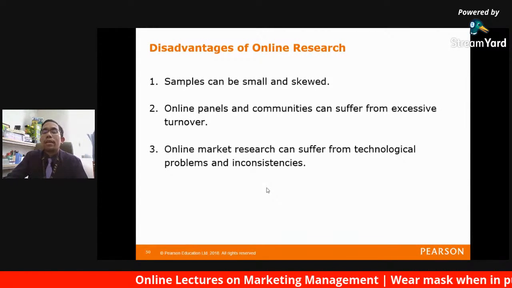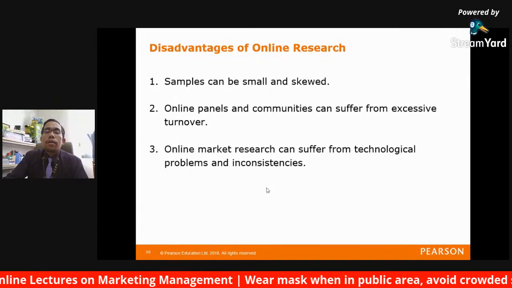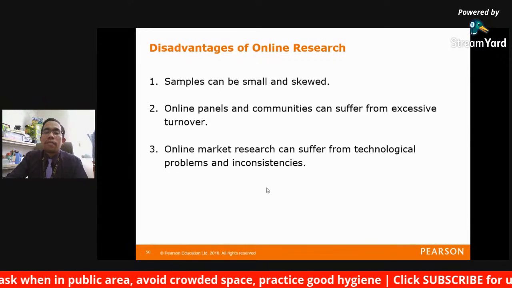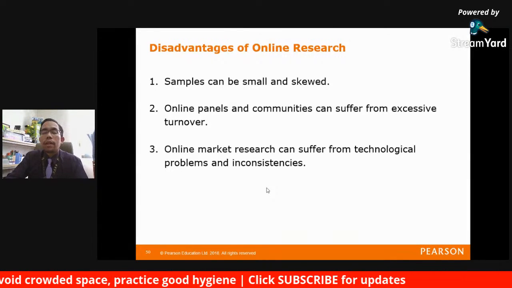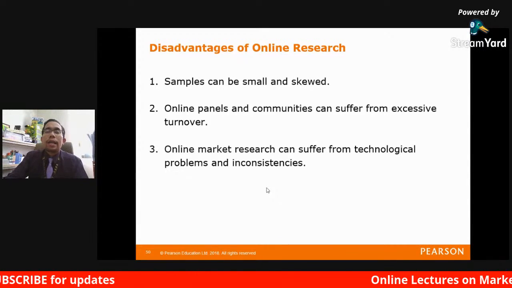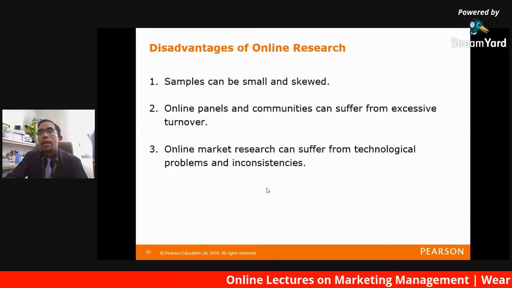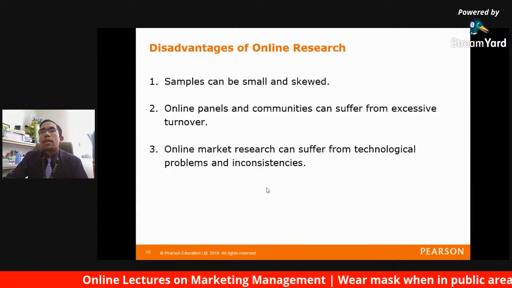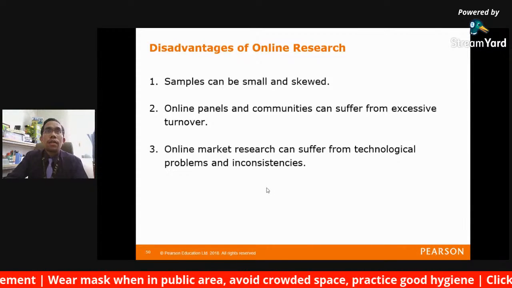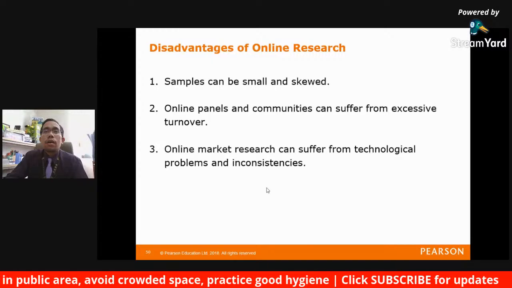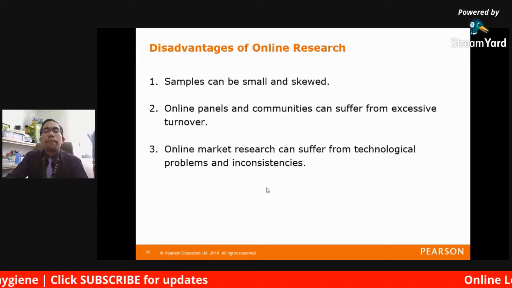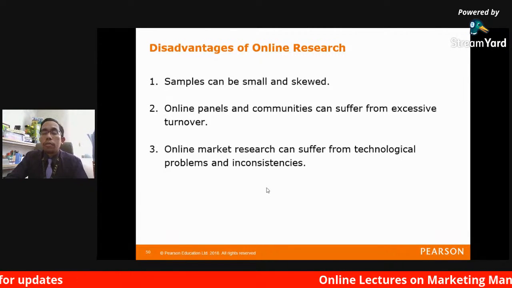However, the sample might be small and skewed. Panels and communities can suffer from excessive turnover, with people in and out frequently, and sometimes you might suffer from technological deficiency. If you want to get in touch with people residing in a rural area, and they don't have access to the internet, how can you get the information?